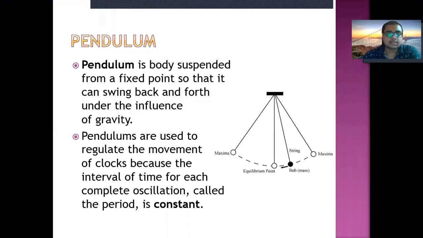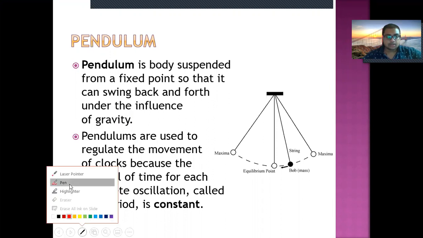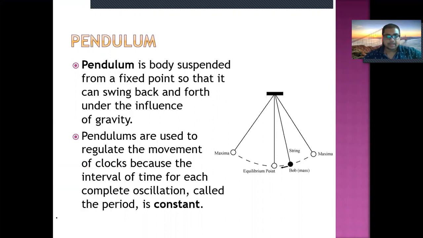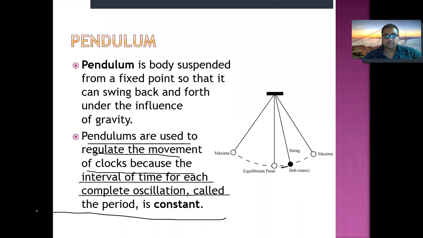Let's proceed. A pendulum is a body suspended from a fixed joint so that it can swing back and forth under the influence of gravity. Pendulums are used to regulate the movement of clocks because the interval of time for each complete oscillation, called the period, is constant. The time period is constant, right?